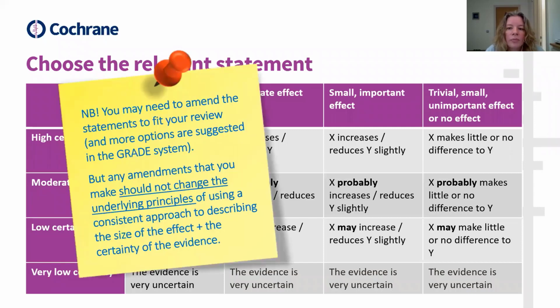So these are the general principles that you may need to amend the wording to fit the review that you're working with, and particularly if you're writing in a language other than English. But remember that any amendments or translations that you make should follow the underlying principles of using a consistent approach to describing the size of the effect and the certainty of the evidence. And you need to give your reader some warning when the evidence is anything less than high.